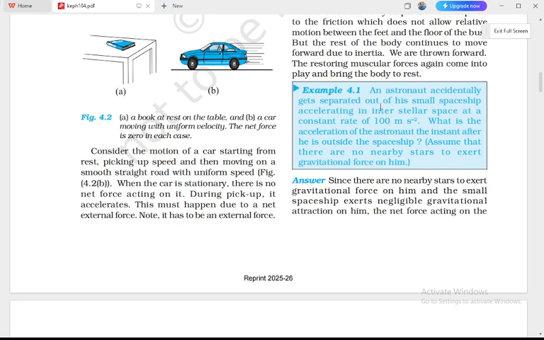This is an example given. An astronaut accidentally gets separated out of his small spaceship accelerating in interstellar space at a constant rate of 100 meters per second squared. What is the acceleration of the astronaut the instant after he is outside the spaceship? Assume that there are no nearby stars to exert gravitational force on him.